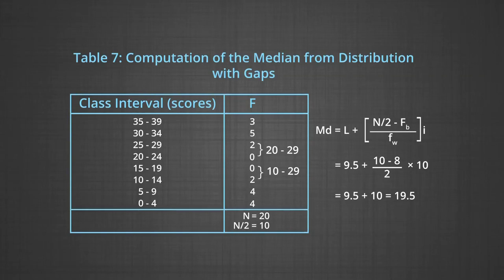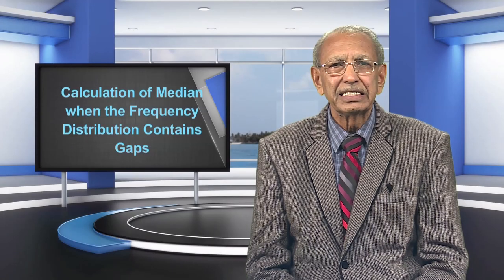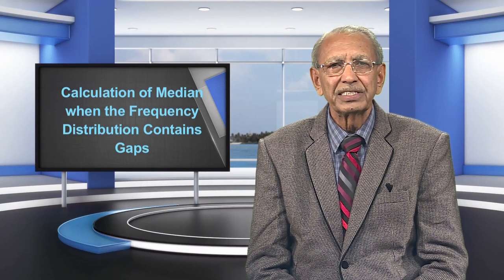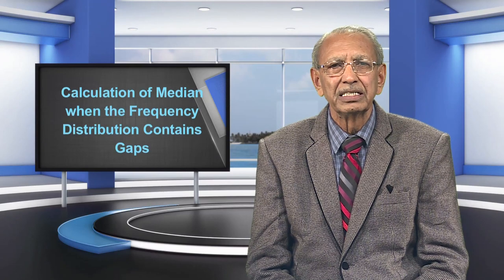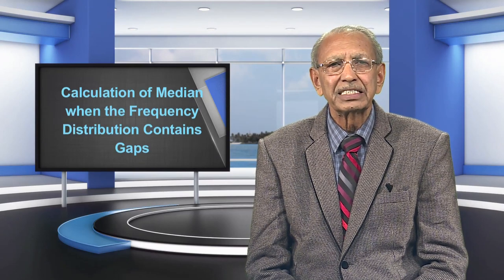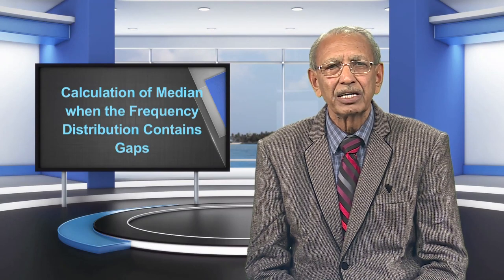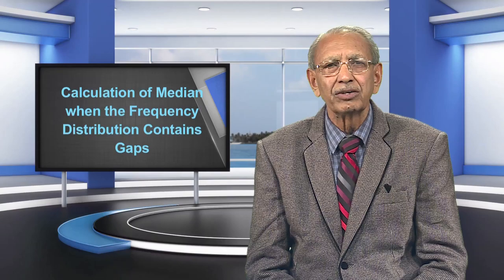Now, counting up from below, we complete 10 frequencies at 19.5, the upper limit of class interval 10 to 19. Counting down from above also gives a median of 19.5, the lower limit of class interval 20 to 29. Computation from the two ends of the distribution with extended CIs near the median, as shown in the table, now gives consistent results. In cases where there is only one zero frequency exactly at the center of the distribution, the midpoint of the interval having this zero will be the median. The same logic can be used in cases having three or more zeros.